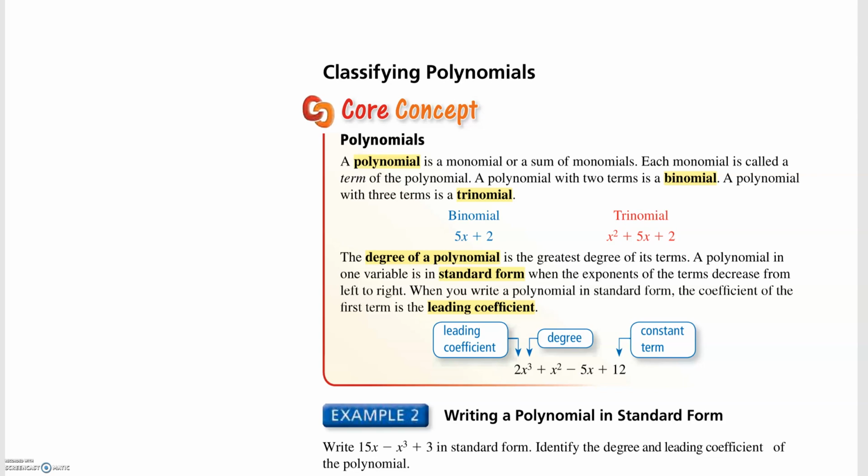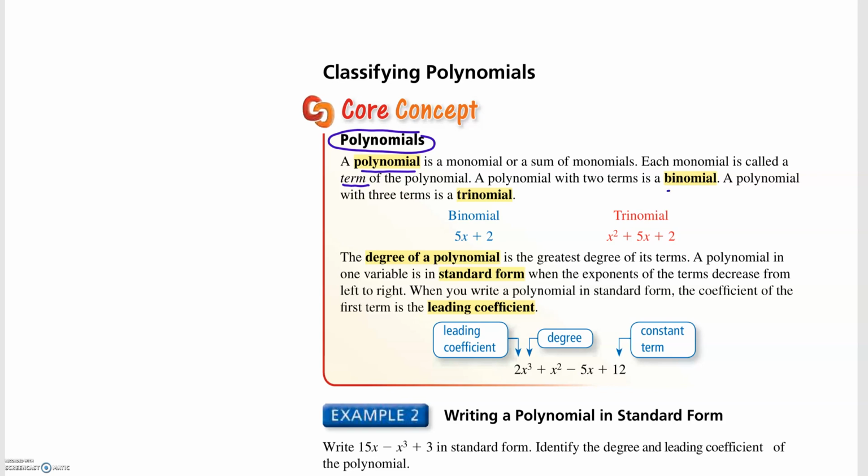All right, moving on to the next page of the notes, continuing our discussion of section 2.1. We're going to talk about polynomials. A polynomial is a monomial or a sum of monomials. Now remember, subtracting is just adding negatives, so it could also be a difference of monomials. Each monomial is called a term of the polynomial.